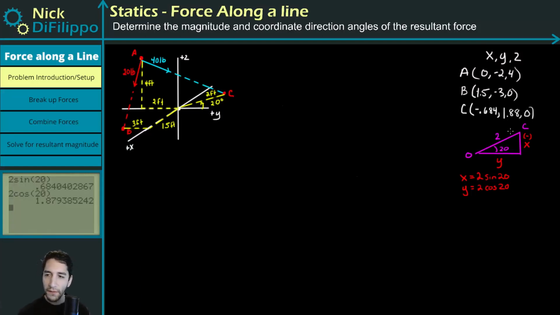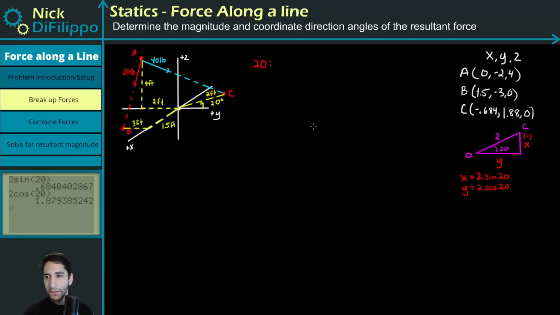Now that I have figured out where points A, B, and C are located, I want to break up my forces, the 20-pound force and the 40-pound force, into their components. If I can break them up into components, I can combine like components. Then I can figure out the magnitude of the resultant force, and from there, get the cosine angles. So that's my game plan. We have to do this for both forces, but I'm going to do the 20-pound force first.